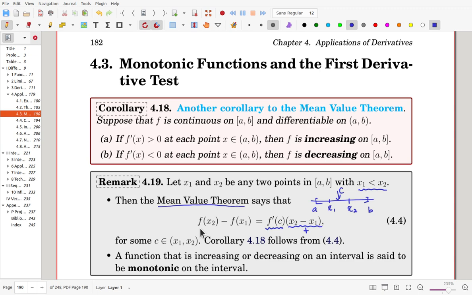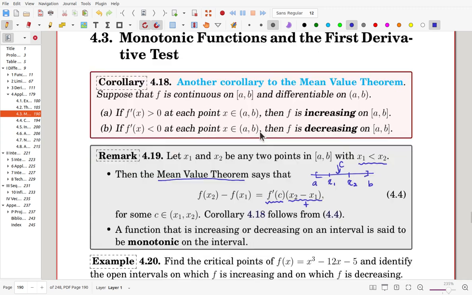The other way, if f prime at c is negative, then f of x1 is larger. That means the left side is larger and the function is going down, which means f is decreasing. So from the mean value theorem, we can prove this corollary quite easily.